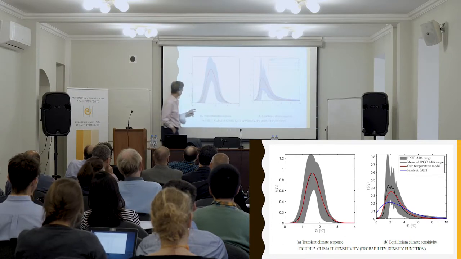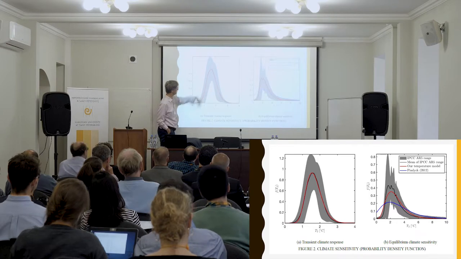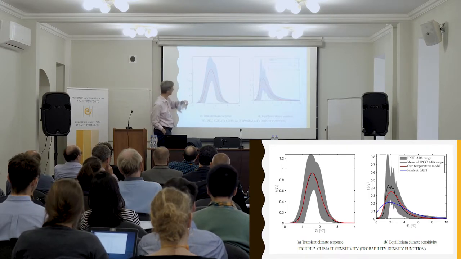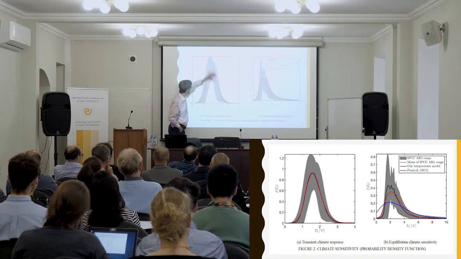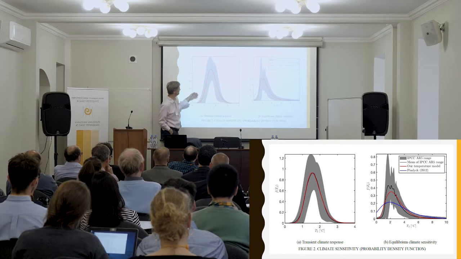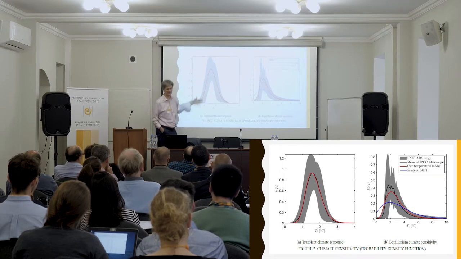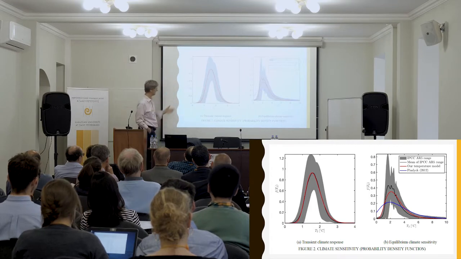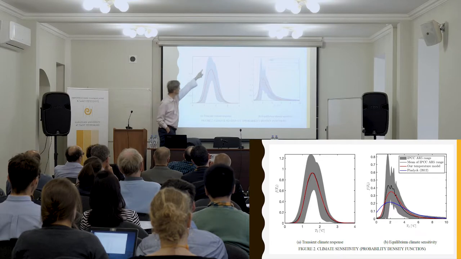So this thing, these are thousands of studies in this cloud, and our model is the red one, and the black one is the mean of these things. We captured that very well with a very simple one equation model. So we're very proud of that. And this is about 1.7.